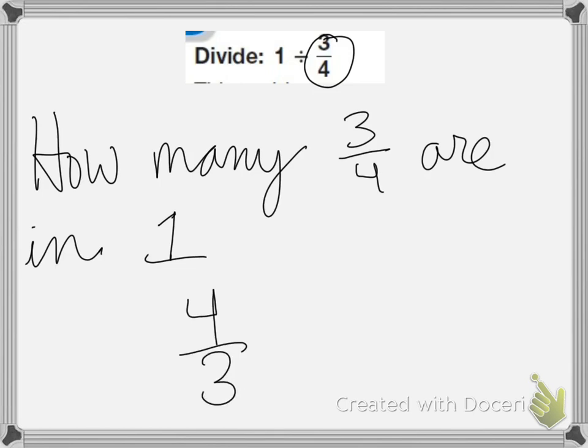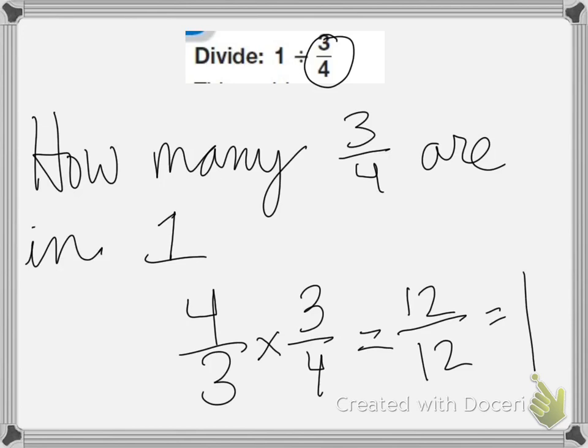I could, of course, double check this by taking 4/3 and multiplying it by 3/4. And if it equals 1, I'm correct. So 4 times 3 is 12. 3 times 4 is 12. 12 over 12 equals 1. Therefore, I know that the answer, 4/3, is the reciprocal of 3/4.